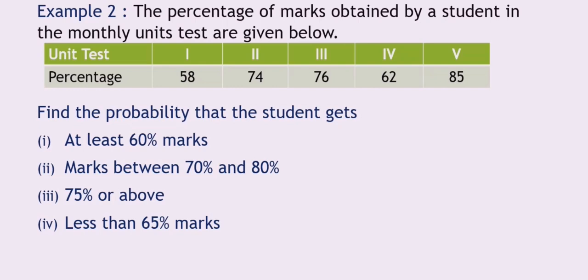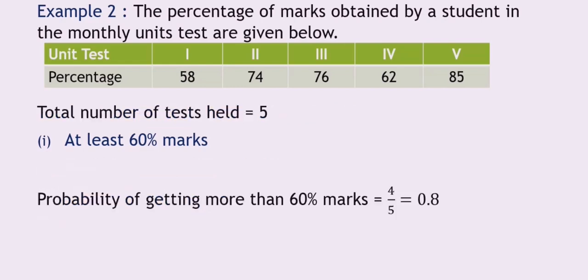Or the second one, marks between 70% and 80%. Or 75% marks or above, and the fourth case less than 65% marks. So what we will do now is find the probability in each case one by one for the same question. So first of all, we see the total number of tests held or total number of trials. We have got 5 because there are 5 tests.